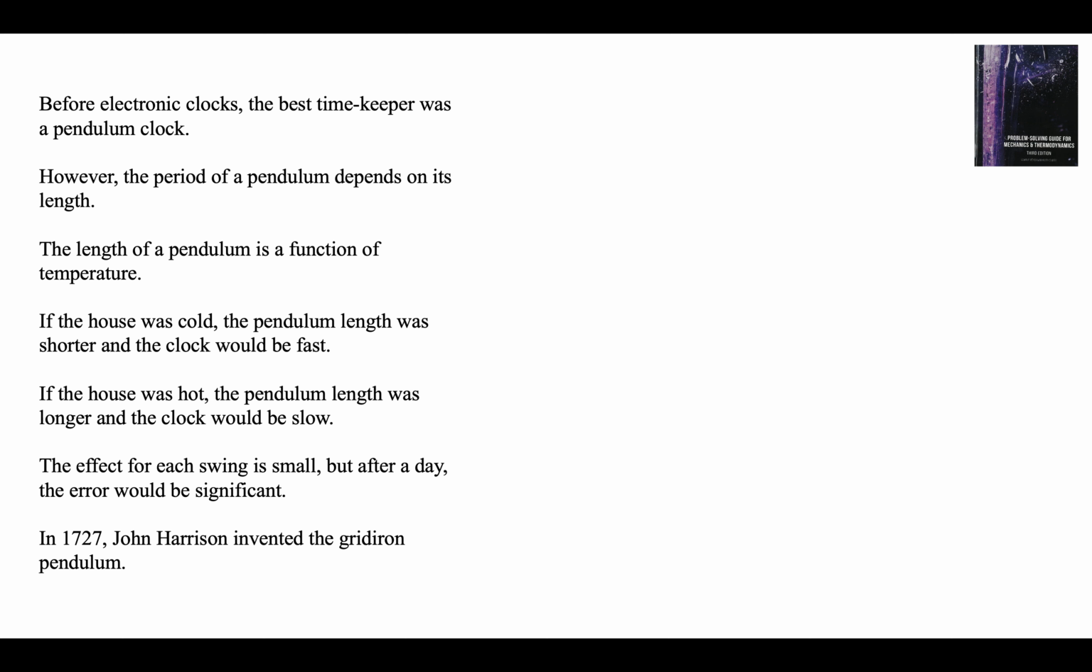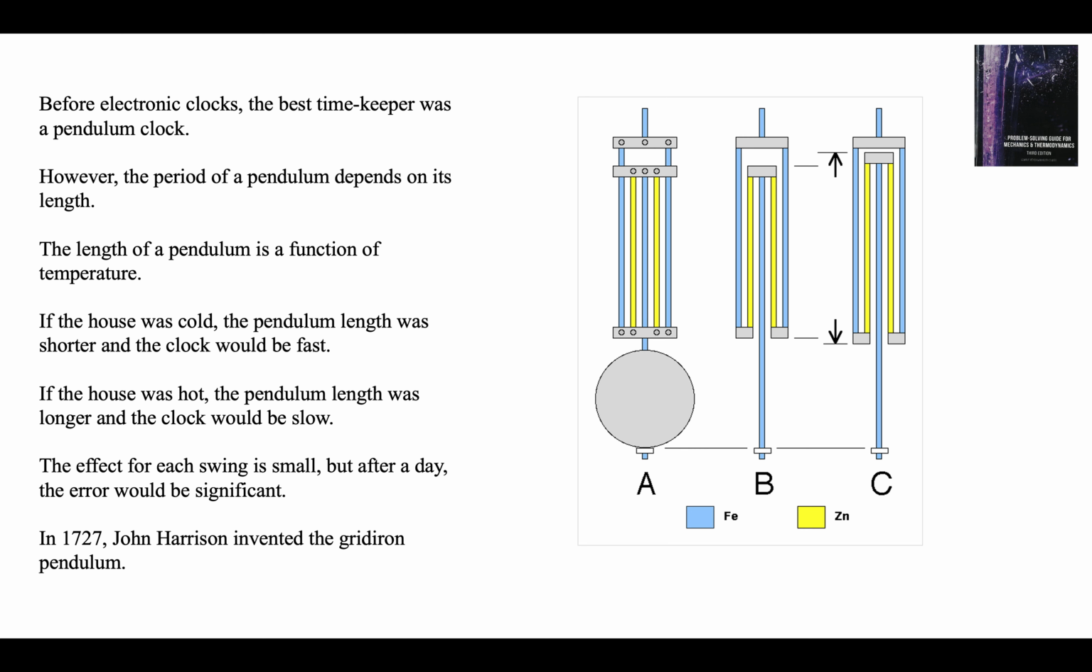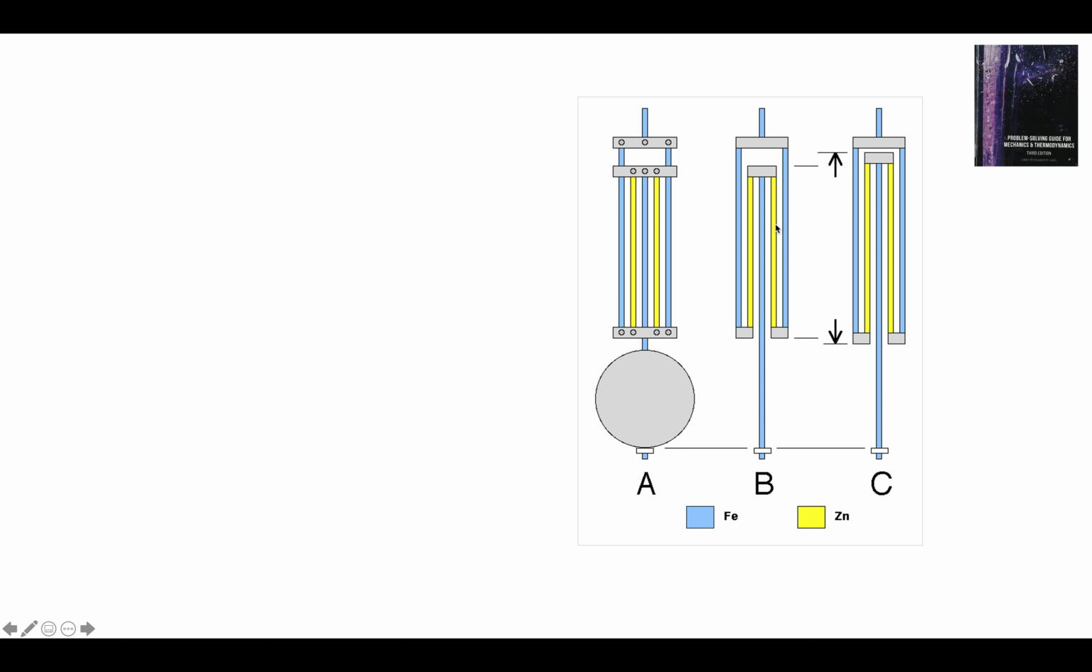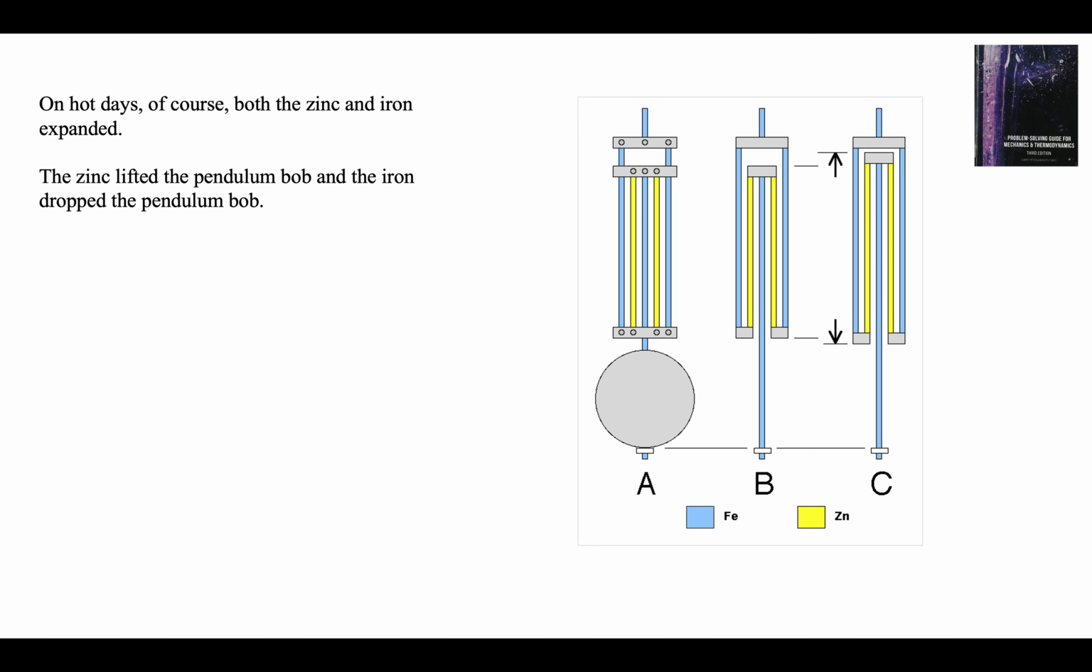So to figure this out, he invented the gridiron pendulum, and this was really clever. Here's the gridiron pendulum. The blue represents the iron, and the yellow represents the zinc. If it's hot, both the zinc and the iron expanded. Now what the zinc did is the zinc lifted up. It pushed up the pendulum bob when it was hot.